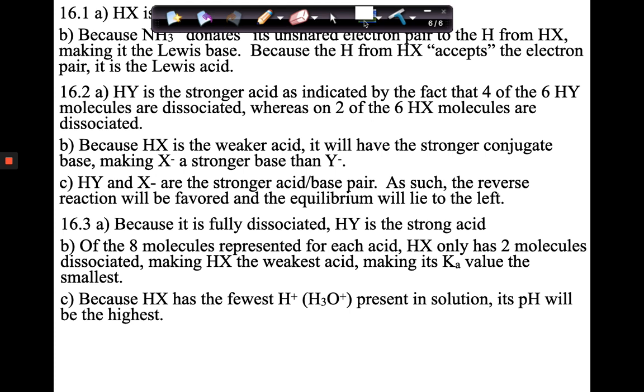I think so too. Guys, I think I'm making a pretty straightforward question way harder than it needs to be. Fundamentally, we get this idea, right? If there's more reactant, it lies to the left. If there's more product, it lies to the right. Okay, cool. All right.